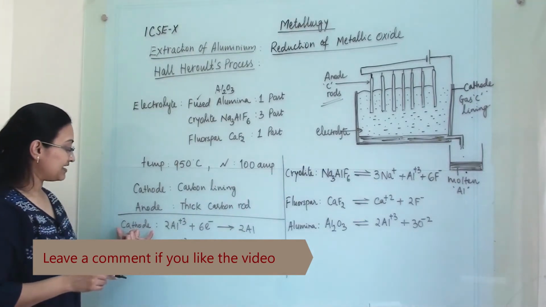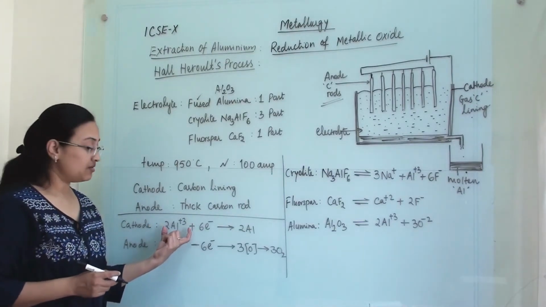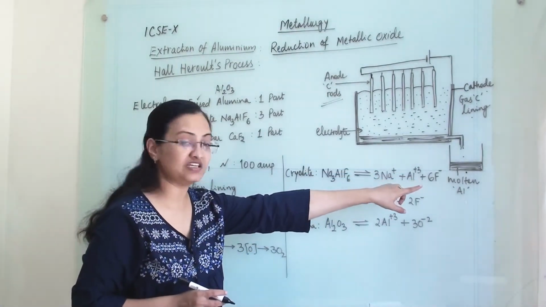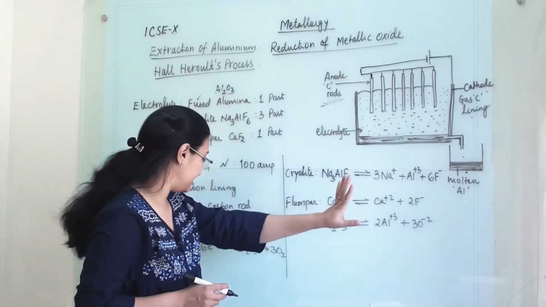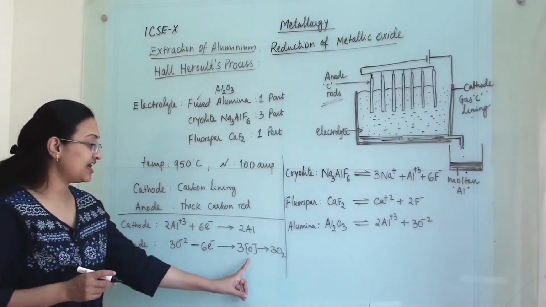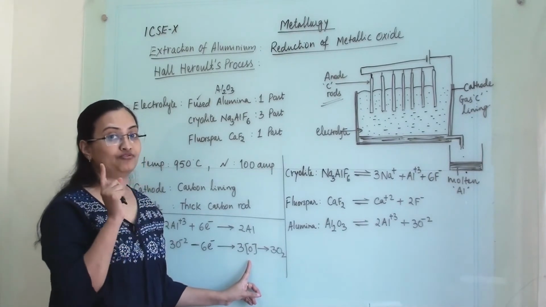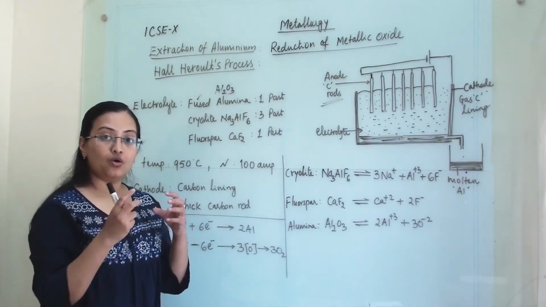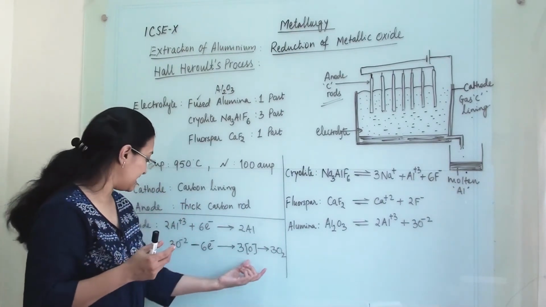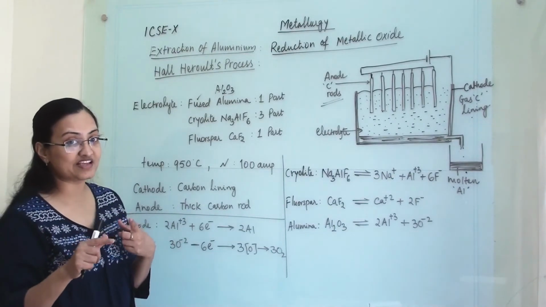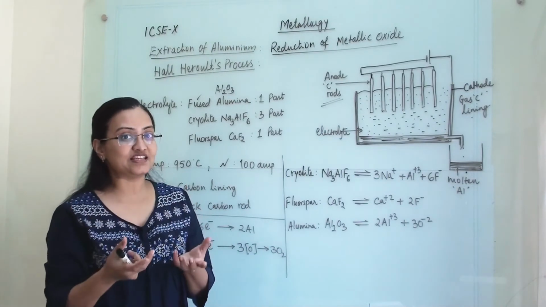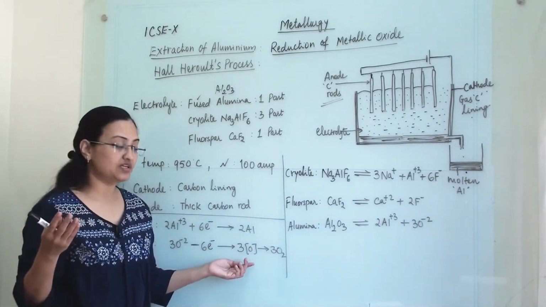What will happen at the cathode? At the cathode, aluminium ions will discharge and form pure aluminium, and that we are collecting from the bottom of the electrolytic cell. At the anode, oxygen will get discharged and it will give us 1 atom of nascent oxygen. So here all those nascent oxygen atoms will combine and form oxygen gas. So at the anode we will get oxygen gas, and some amount of carbon dioxide and carbon monoxide as an impurity, but that will be liberated out.